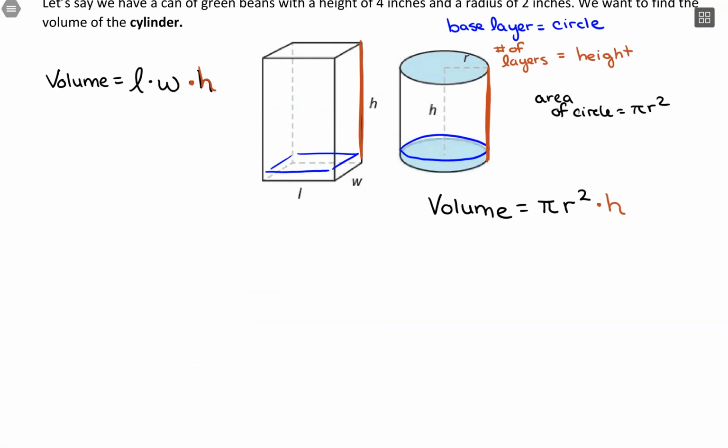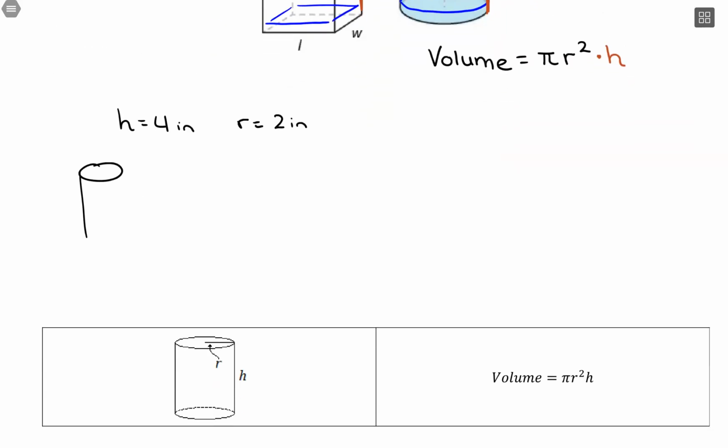So if we relate this back to that can of green beans, where we have a height of 4 inches and a radius of 2 inches, let me just draw this out so we have a picture to work with. We have this radius of 2 and this height of 4. You could think about the area of a circle with a radius of 2. So for volume, we would take pi r squared. Then to make it three-dimensional, I think of it as repeating that circle the number of layers that matches up with our height. So we go times 4.